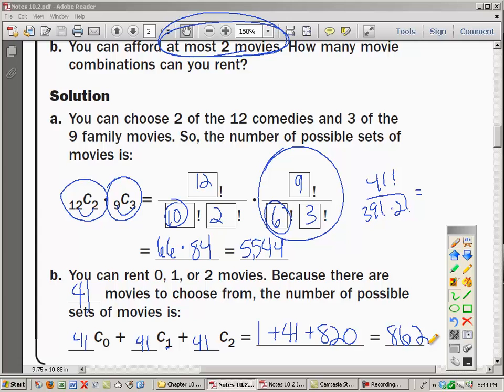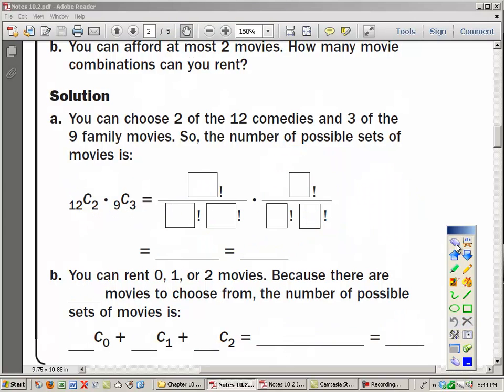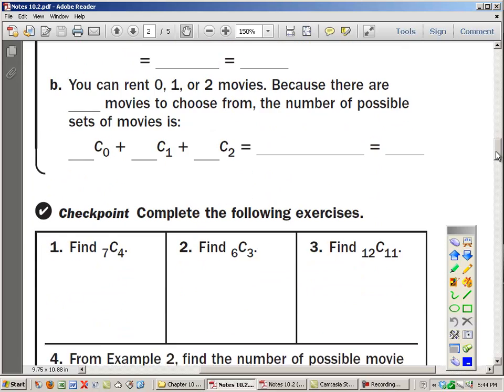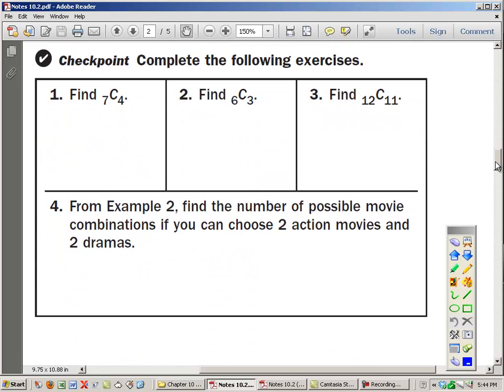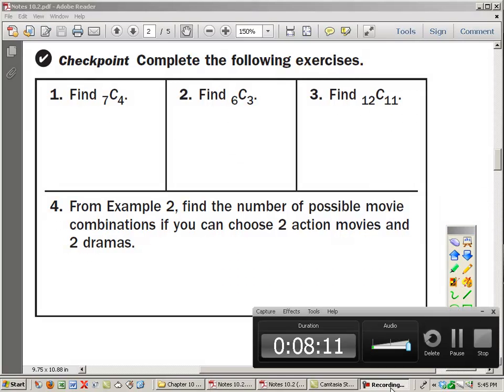Okay, so at the bottom of the page, there are a couple of checkpoint problems. And I promise you that I will show you the way to do those factorials in your calculator. Let's just get through a couple of examples first. I want you guys to do a few manually, and then I'll show you how to do it the easy way. Go ahead, pause your video, and try these few examples for me.